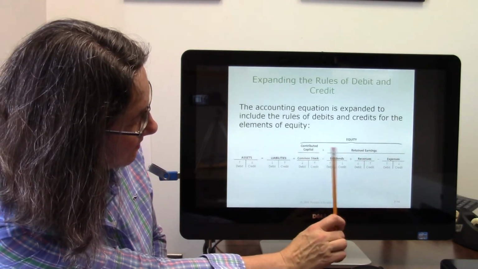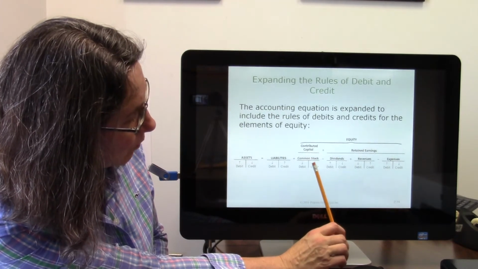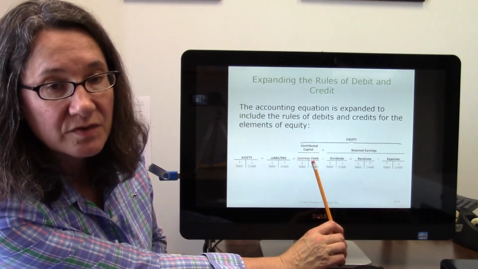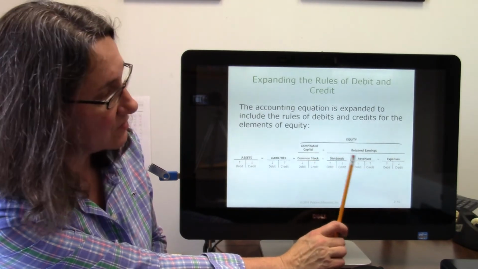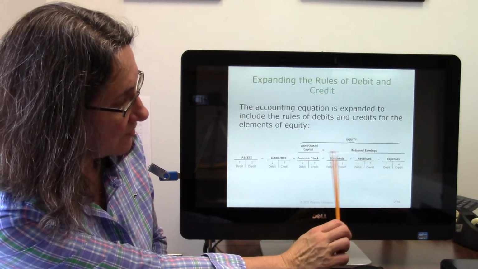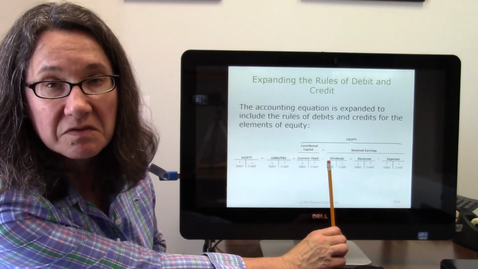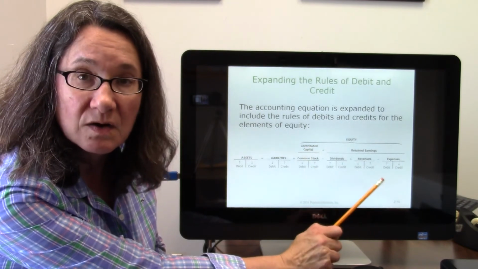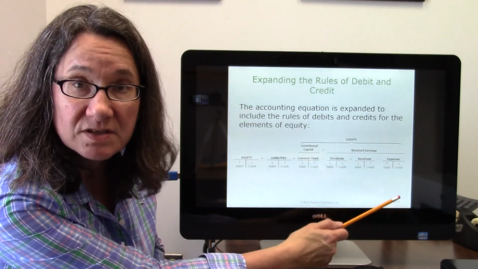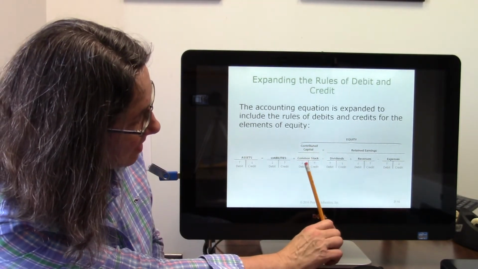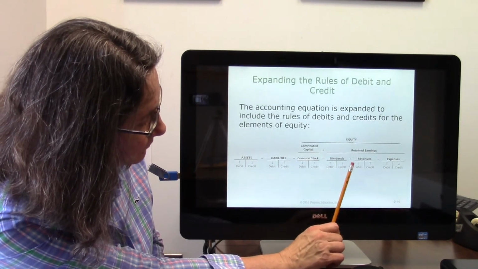So you have to think about, okay, what kind of account am I dealing with? If you're talking about an equity account, you have to think, okay, is this the kind of account that increases equity, or is this the kind of account that decreases equity? So you think, okay, common stock and dividends, all right?